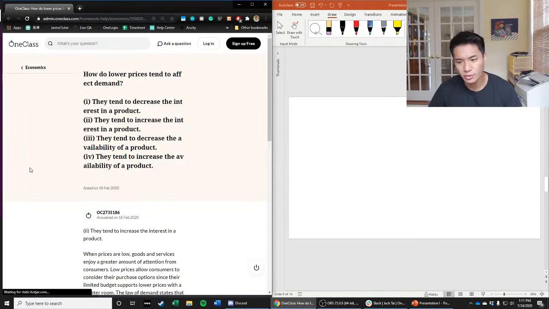Next question says, how do lower prices tend to affect demand? One says they tend to decrease the interest in the product. Two says they tend to increase the interest in the product. Three says they tend to decrease the availability of a product. And four says they tend to increase availability of a product.